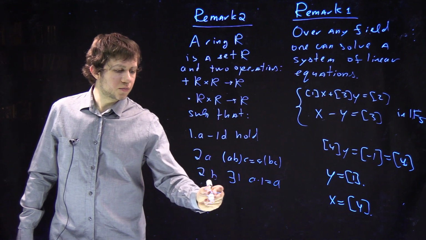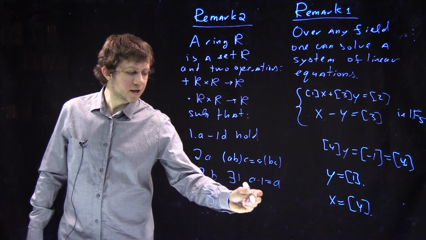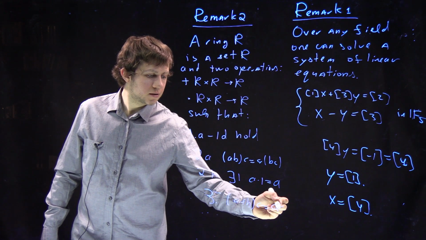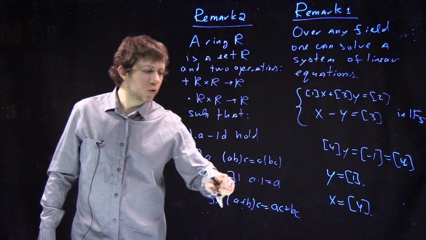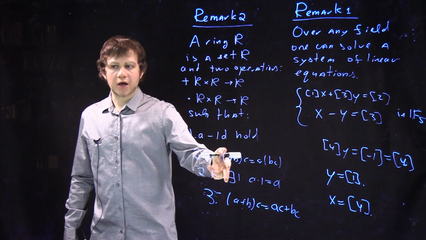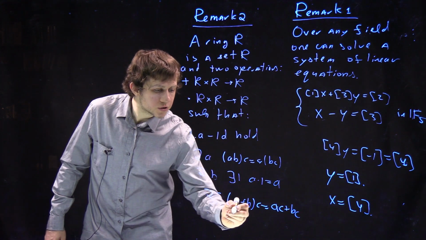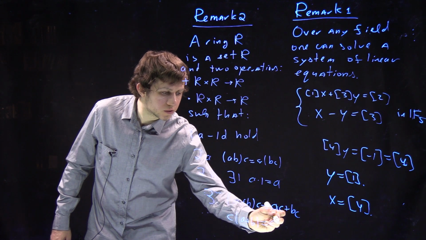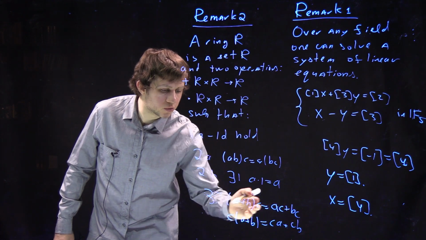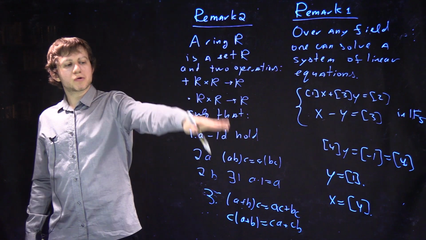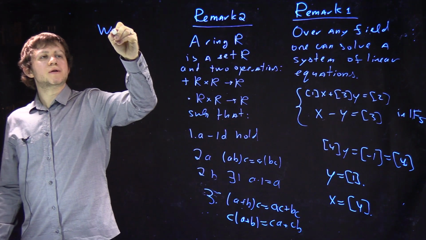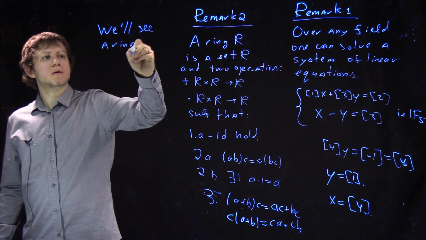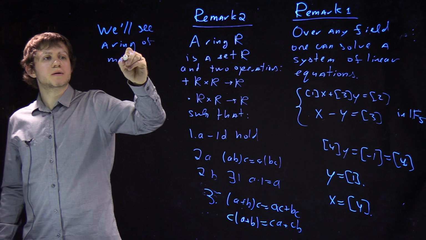And finally, property 3, a plus b times c is again ac plus bc. But also notice I have not mentioned commutativity. So ab is not necessarily ba. So c times a plus b should also equal ca plus cb. So now there are two properties here. So this thing is called a ring, and we'll see later a ring of matrices and many other rings.